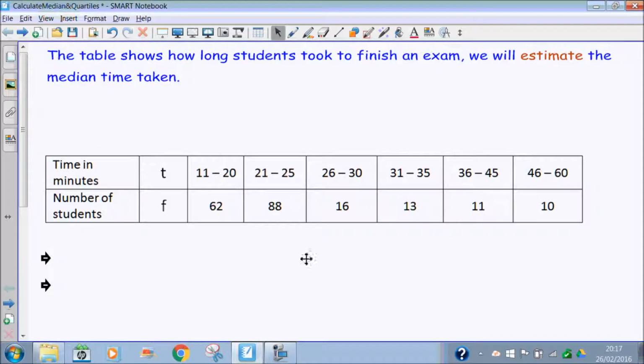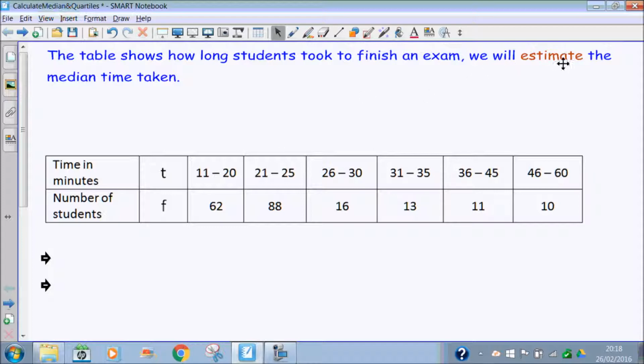The table shows the time that a number of students took to complete an exam. 62 students took between 11 and 20 minutes to finish the exam. 88 took between 21 and 25 minutes to complete the exam. And going to the end, 10 students took between 46 and 60 minutes to complete the exam.